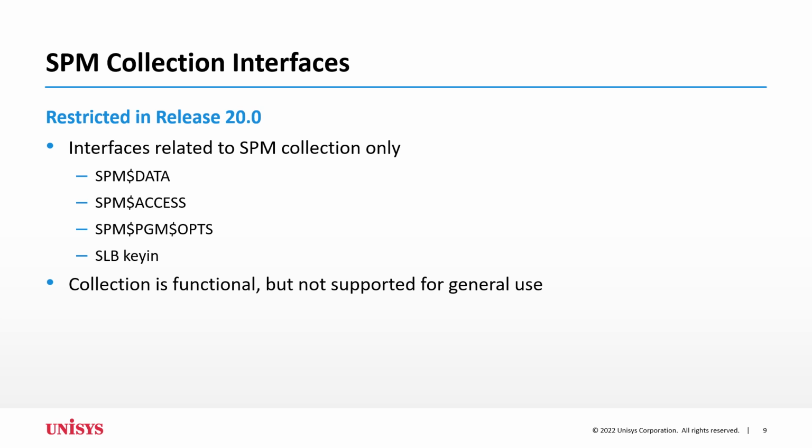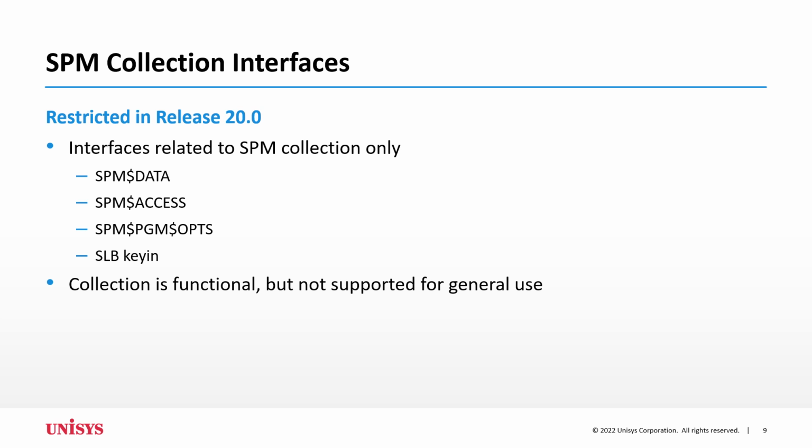Unisys has implemented other interfaces related to SPM collection. The SPM $data interface allows users to get statistical data. The SPM $access interface allows users to write their own records to configured SPM audit trails. The SPM $PGM ops interface allows users to change local SPM settings for programs. And the SLB keyin allows operators to change SPM collection and auditing settings.